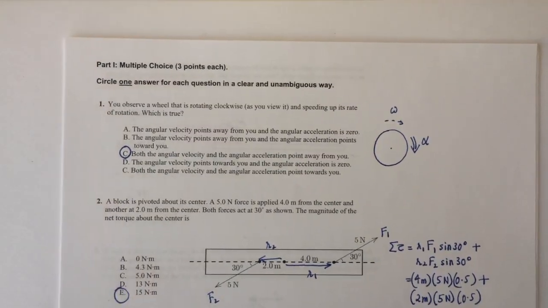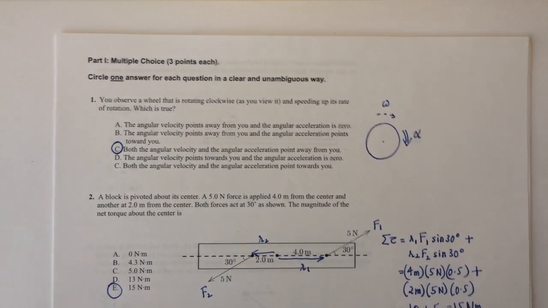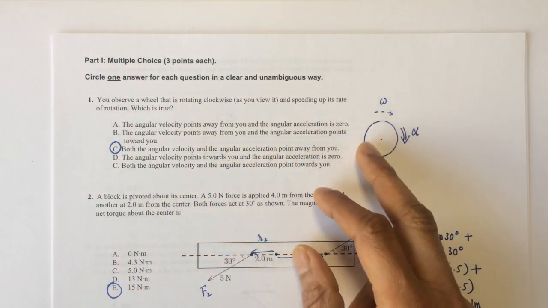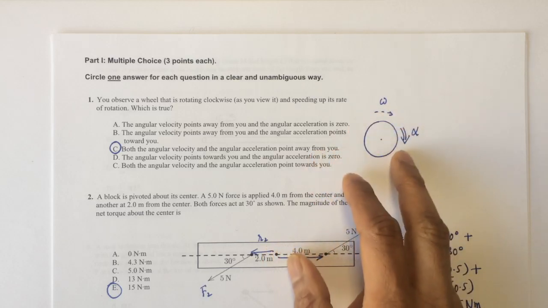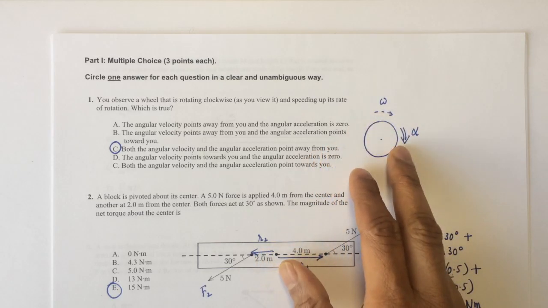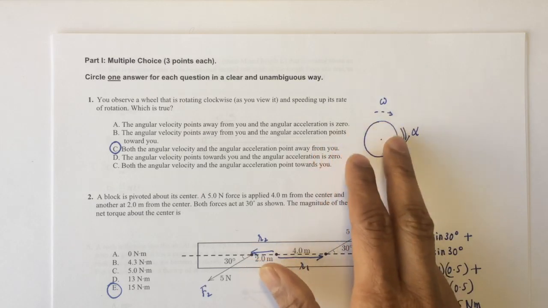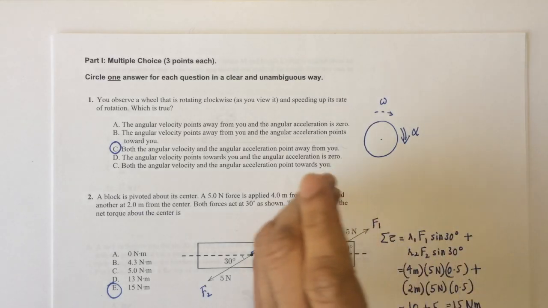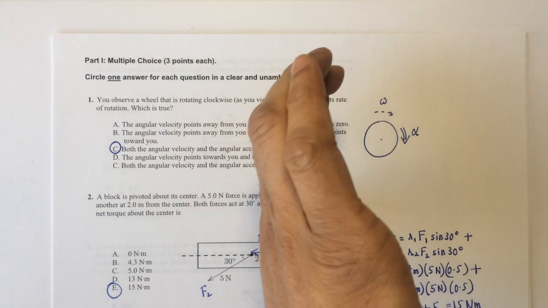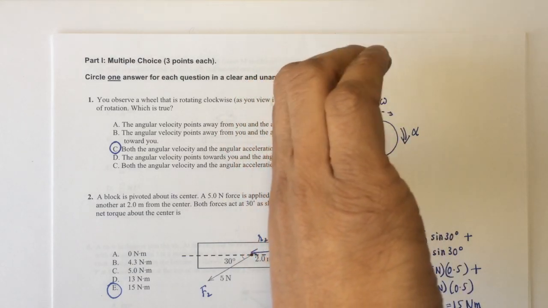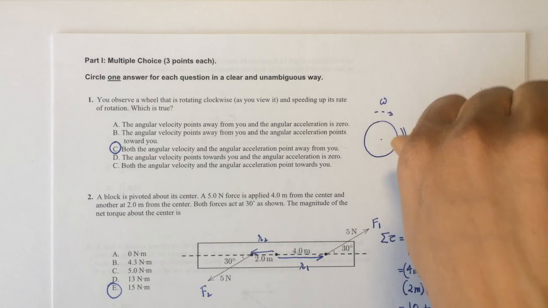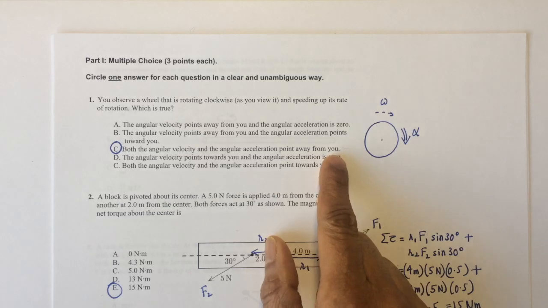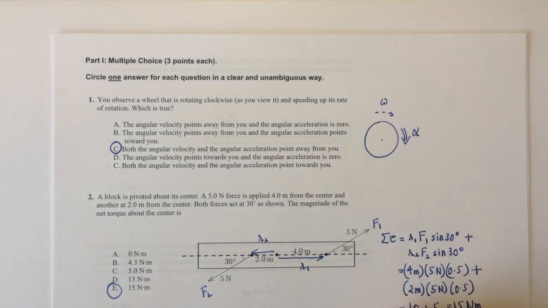Let's start with the multiple choice questions. First one, you observe a wheel is rotating clockwise and it's speeding up. So we have a wheel that's rotating clockwise and it's speeding up, which means omega and alpha are in the same direction. Now the way I've drawn it, these curly arrows don't mean much. You have to use a right hand rule to figure out the true direction. So if you curl the fingers of the right hand in the direction of omega or alpha, the thumb gives you the true direction. So both angular velocity and angular acceleration point away from you is the correct answer, because pointing away from me means into the page.